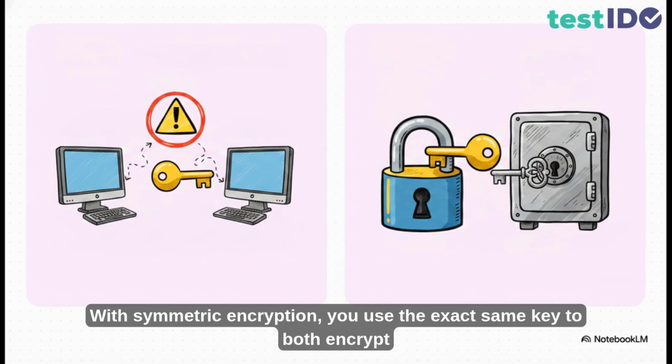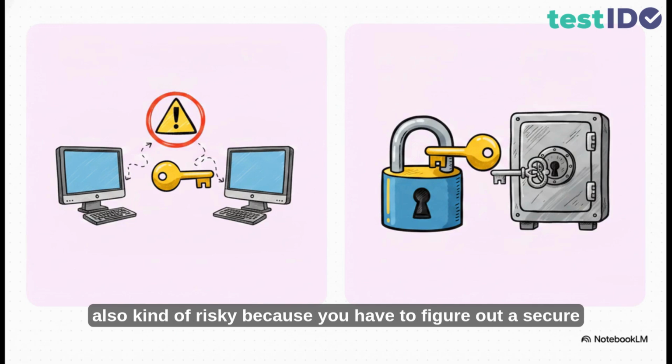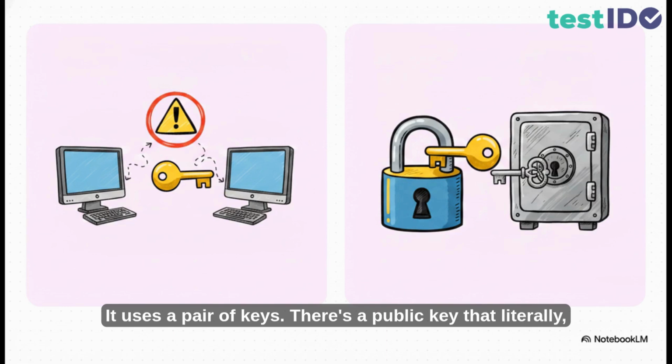With symmetric encryption, you use the exact same key to both encrypt and decrypt the data. It's incredibly fast, which is great, but it's also kind of risky because you have to figure out a secure way to share that single key with the receiver without it getting intercepted along the way. Asymmetric encryption completely solves this problem. It uses a pair of keys. There's a public key that literally anyone can use to encrypt the data, and a separate, closely guarded private key that is used only to decrypt it.